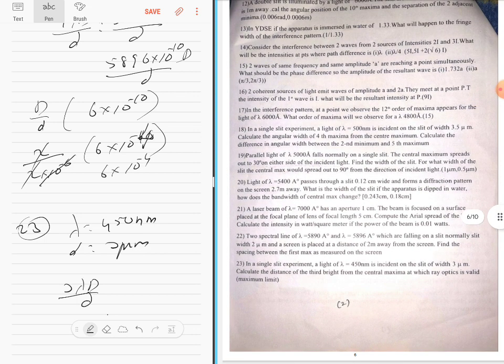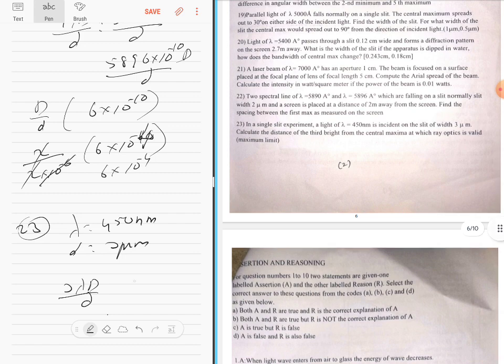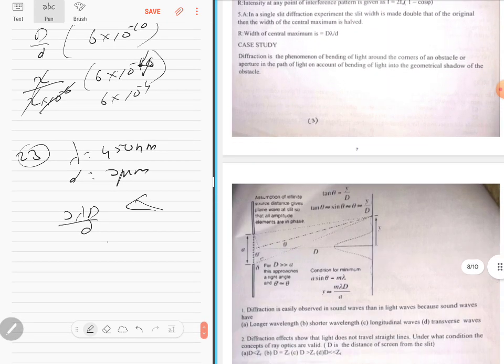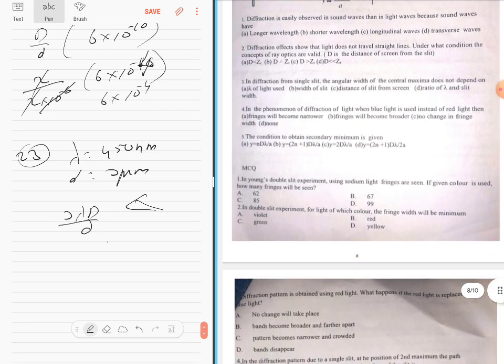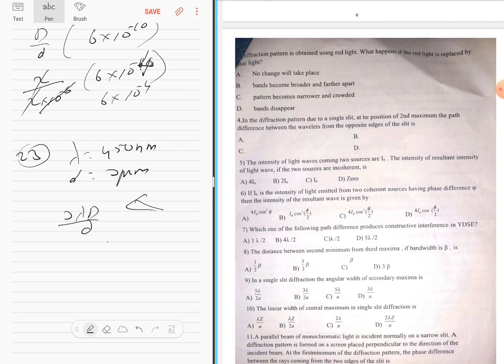In a single slit experiment, 450 nanometer, incident ray, the slit width of 3 mm, calculate the distance of the third bright fringe, but capital D is not even given, from the central maxima at which the ray optics is valid. Guys, can you please help me out with the answer key for the 23rd? I can't do this sum. So that's all, I'm done with this. The rest of the sums, I'll try to make a separate video later, guys. Okay, whenever time permits.